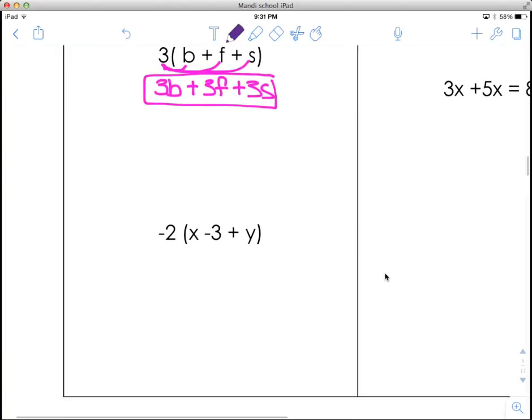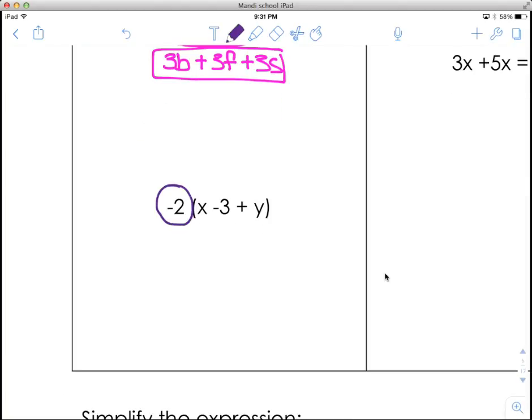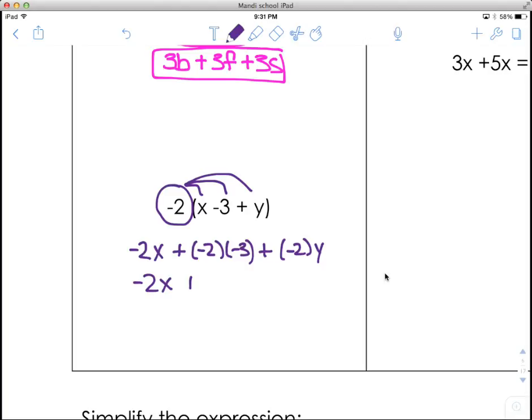Now when the coefficient on the outside is negative, you want to make sure that you are taking that negative times everything also. So we're going to take negative 2 times x plus negative 2, and I'm putting that in parentheses, times negative 3, because anytime you have negatives in the middle, you're going to put them in parentheses, plus negative 2 times y. So negative 2x, negative 2 times a negative 3 is a positive 6, and plus a negative 2y could just be written minus 2y.